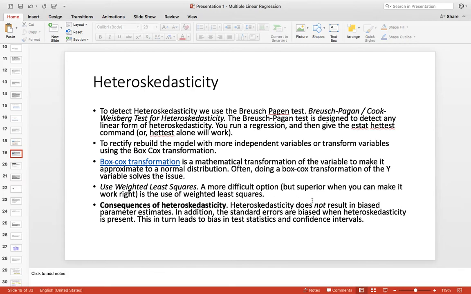And the consequence of heteroscedasticity: it does not bias the parameters. The standard errors are biased when heteroscedasticity is present. So this in turn leads to bias in the test statistics and also in the confidence interval.